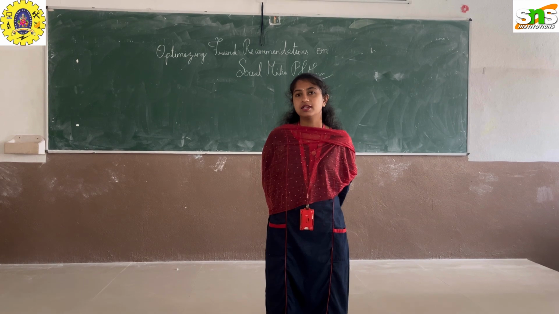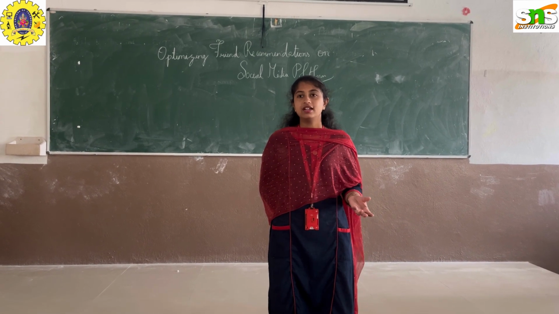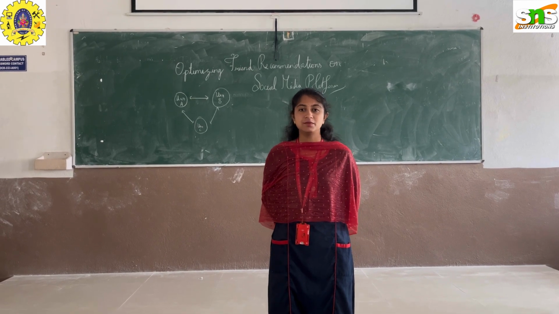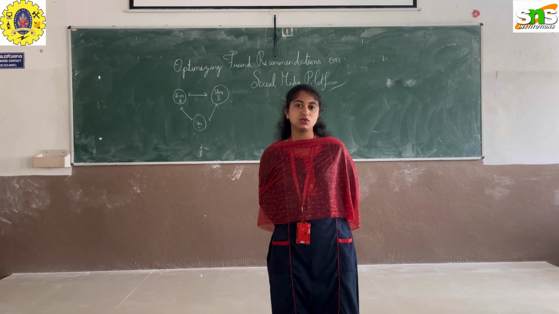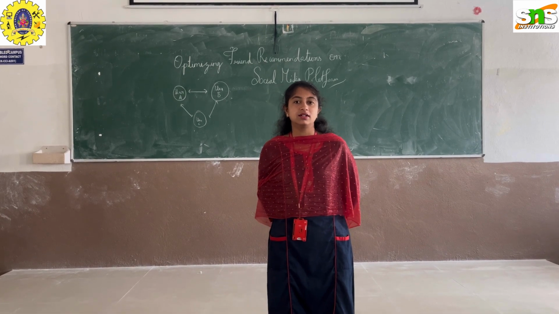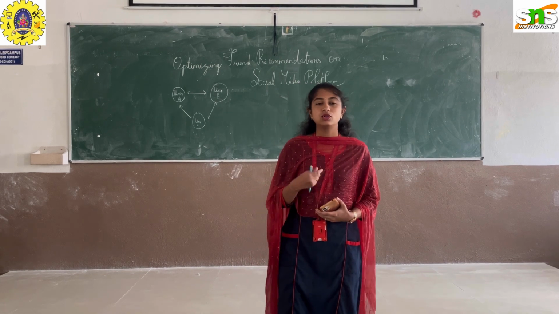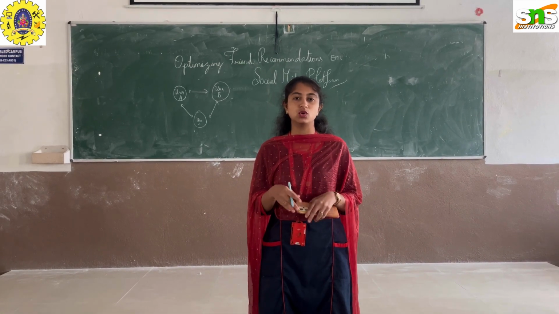So the primary goal is to create the objective and the graph representation. The main objective is to create a recommendation engine that suggests new friends to the user by connecting through mutual bonds. So now I will explain how the undirected graph is represented in the social network.